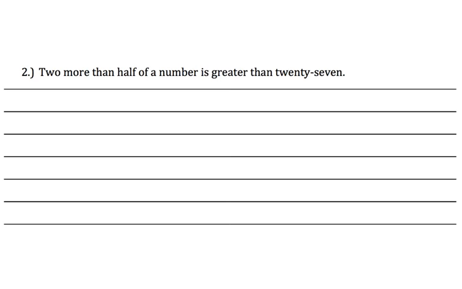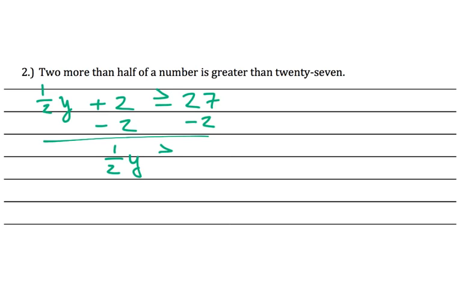Maybe pause this and give yourself some time to create the inequality on your own. 2 more than half of a number, I'll do y this time, is greater than 27. Now the wording for this, by using greater than, is way less complicated than the last one we did. Take 2 away from both sides. Half y is greater than or equal to 25. Multiply both sides by 2. And y is going to be greater than or equal to 50.